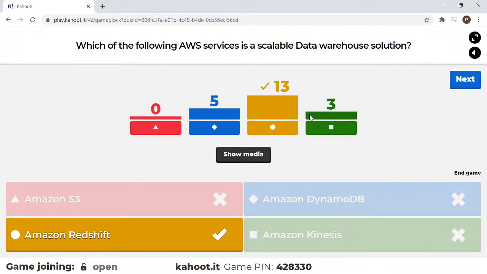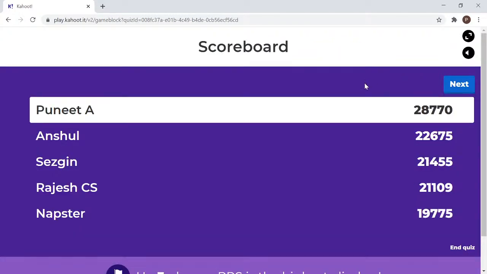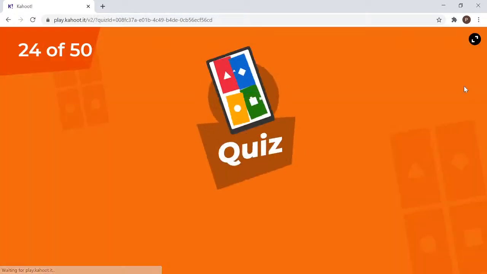Yeah, as most of you got it right, Amazon Redshift is the data warehouse solution. Amazon DynamoDB is a NoSQL database rather than a data warehouse, and Amazon Kinesis is a streaming solution. Moving on to the next question. Again, everyone holding very strong onto their top five scoreboard, with Puneet A at the top.